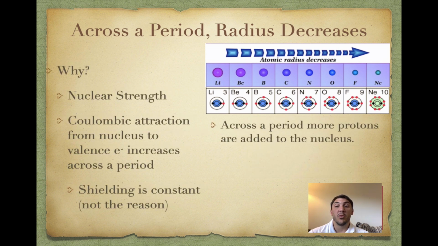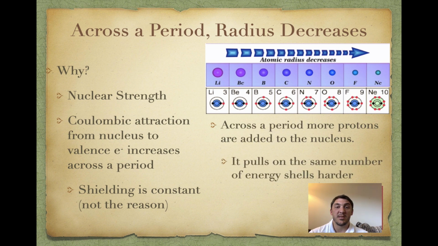Across a period, there's more protons. Lithium only has 3 protons in its nucleus, but beryllium has 4. Boron has 5 and carbon has 6. So the amount of positive charge in the center is increasing. It's getting stronger. That's like the magnet getting bigger.